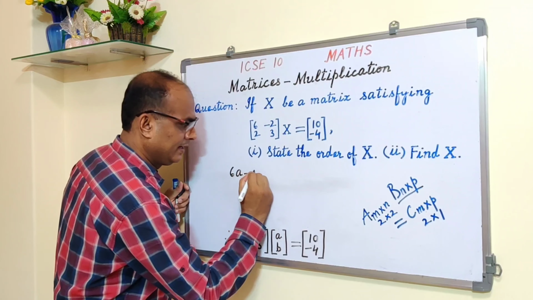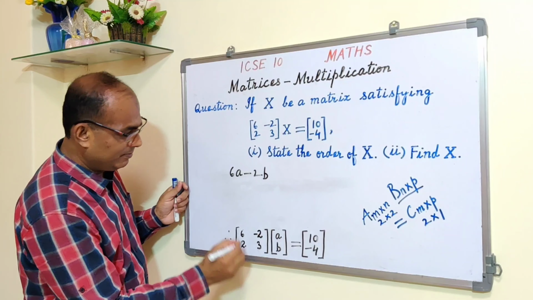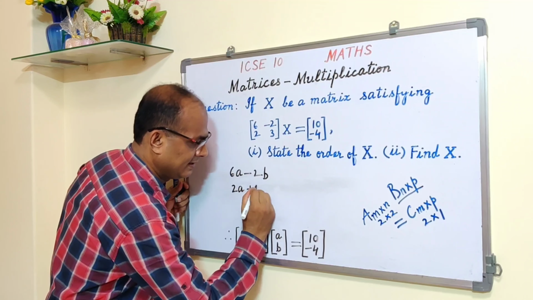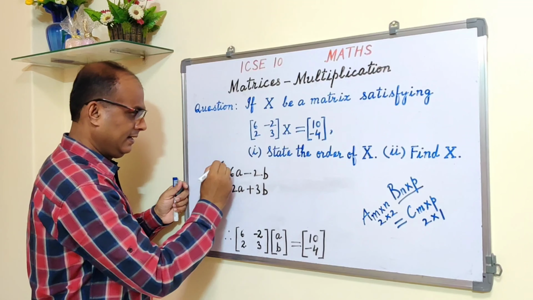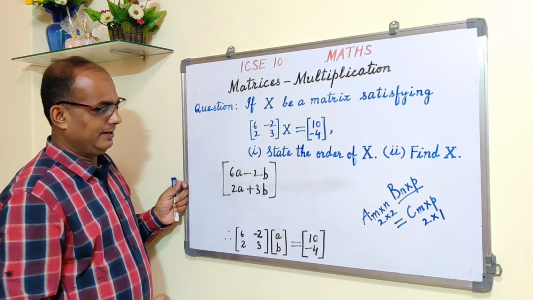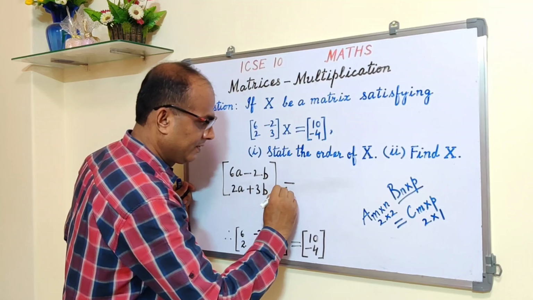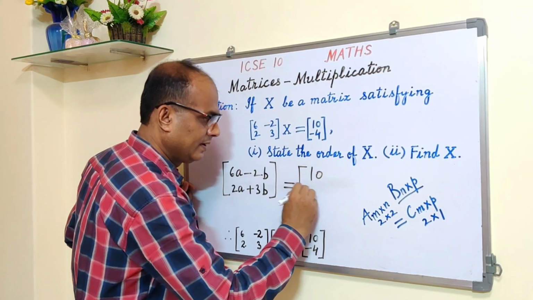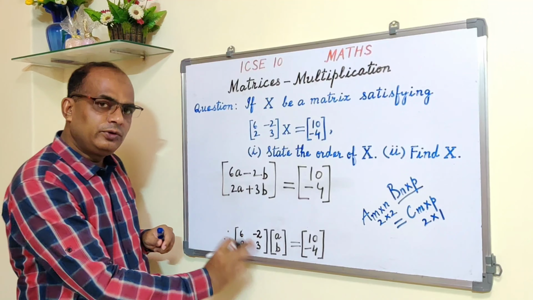6a minus 2b. And here it is 2a plus 3b. Alright, this is the matrix. This we multiplied. And this is equal to how much? This is equal to 10 and minus 4. Multiplication you know, otherwise you see my video.